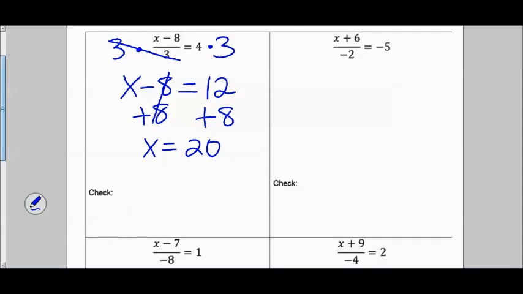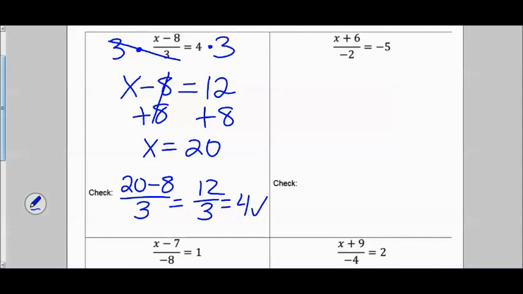Just like with our other two-step equations, we can check our answer. So we're going to plug 20 back in for x in our numerator. So we have 20 minus 8 divided by 3. And we're hoping that's going to equal 4. So 20 minus 8 is going to give me 12. 12 divided by 3 equals 4.